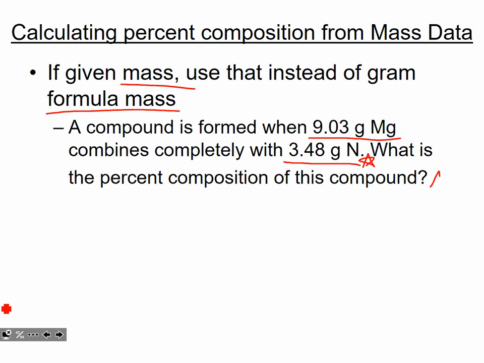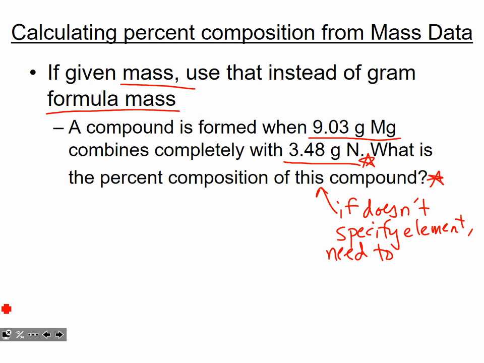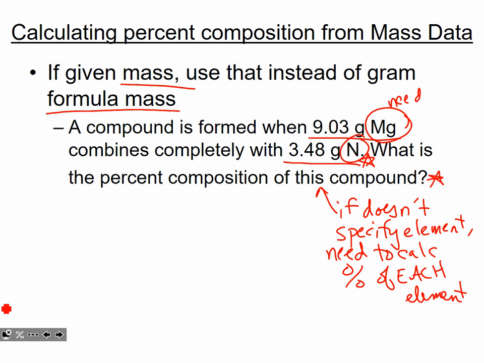So first of all, I want to address this last bit. What is the percent composition of this compound? Now, notice here that it doesn't ask for the percent of a specific element. If it doesn't specify an element, you need to determine the percent of each element. You need to calculate the percent of each one. So by asking for the percent composition of this compound, there are two elements in this compound, magnesium and nitrogen. I need the percent of each. So we need percent Mg and we need percent N.